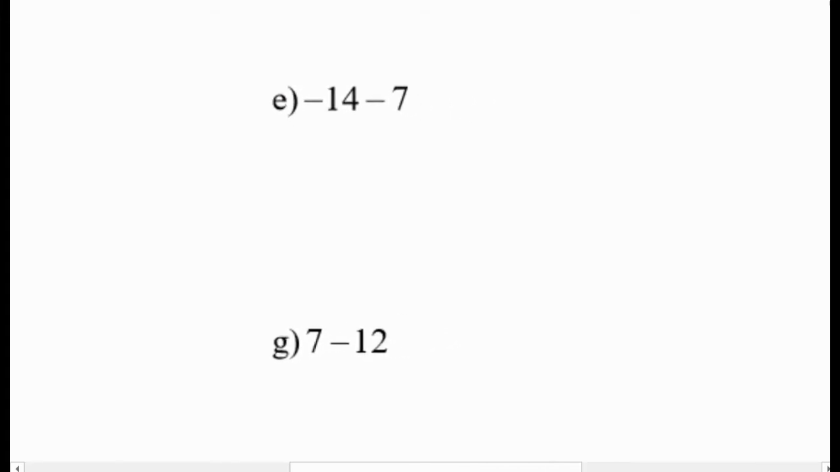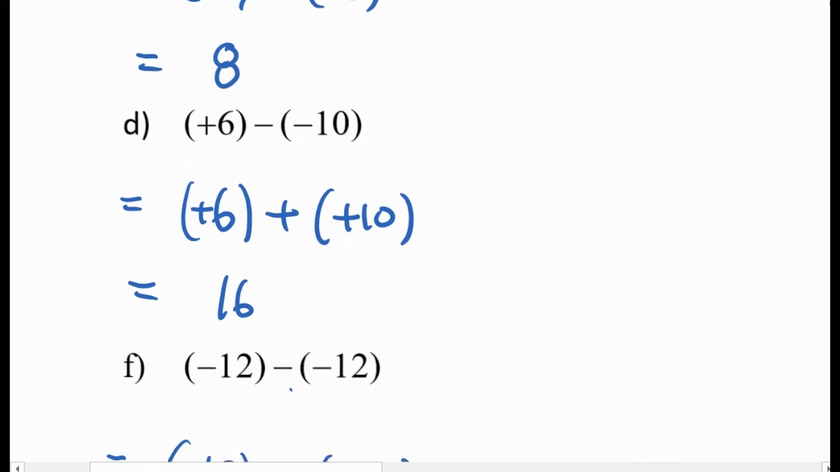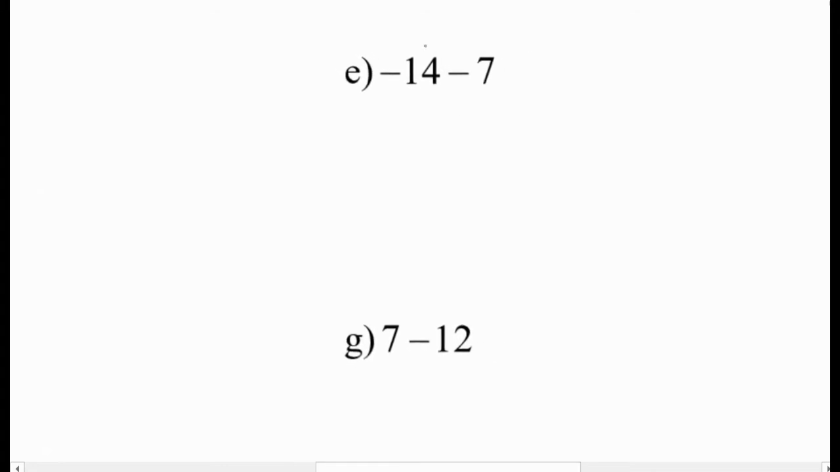Sometimes you don't have a sign on the number. So this one has the sign negative. This one has the sign positive. But if you look at this one, 14 has the sign, negative 14, you have minus, and 7 does not have its sign. In that case, if there's no sign, that means positive. Okay? So you just write a little positive sign right above it.